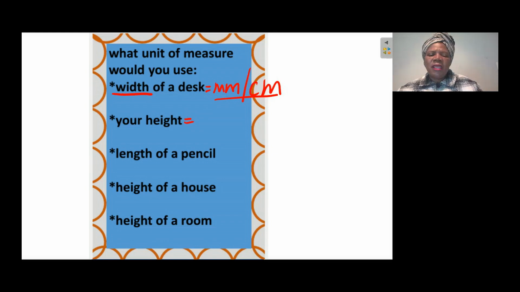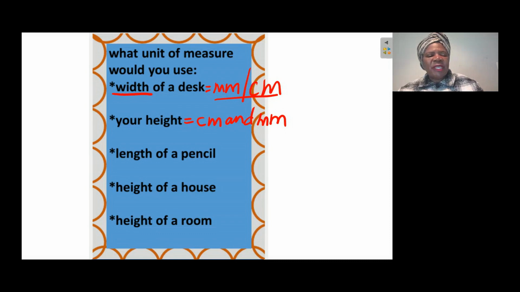Okay, then your height. Your height, what are the units that you can use to measure your height, right? Some may want to say you would just need 1 meter, and so if it is just 1 meter, it means you can resort to centimeters and millimeters, okay? Centimeters and millimeters, although they will be slightly over 1 meter, okay?